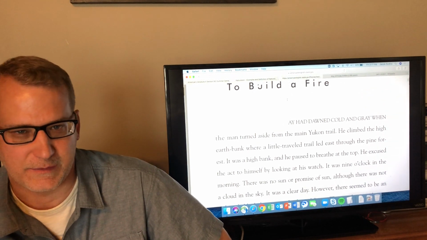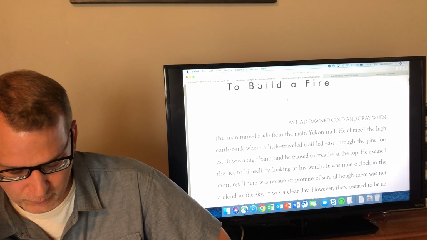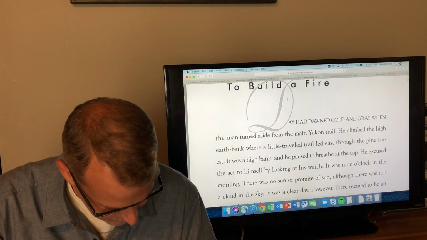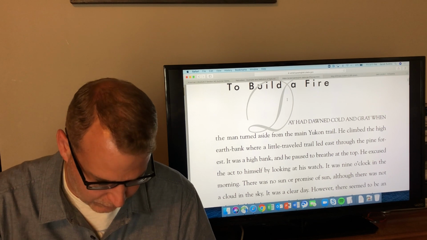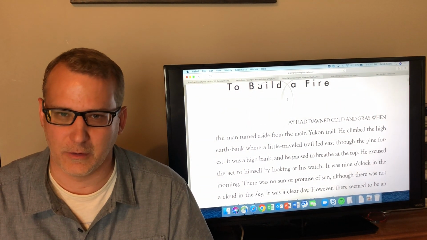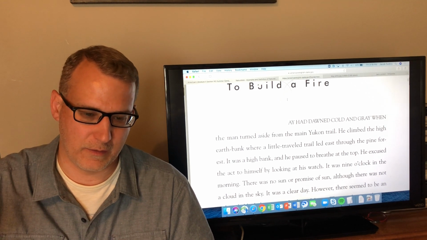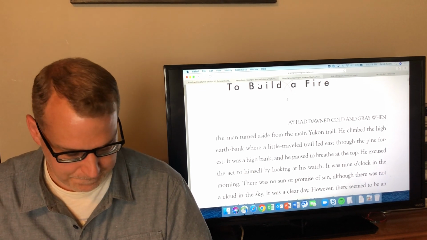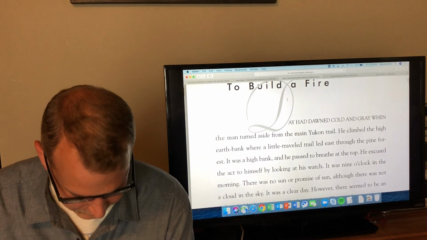What's most intense about this day, and this is part of what makes this a naturalist story, is that it is super, super cold. As the story tells you pretty early on, it is 75 degrees or so below zero. So it's roughly 100 degrees below freezing. Freezing is 32 degrees and it's 75 below, so it's like 107, 108 degrees below freezing.